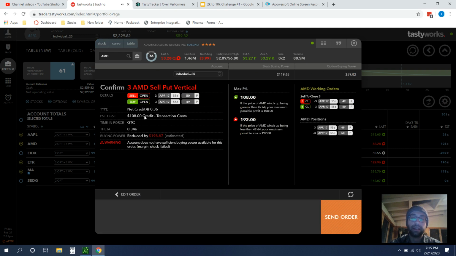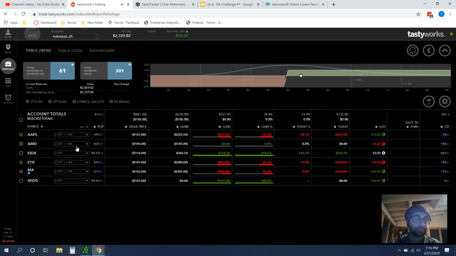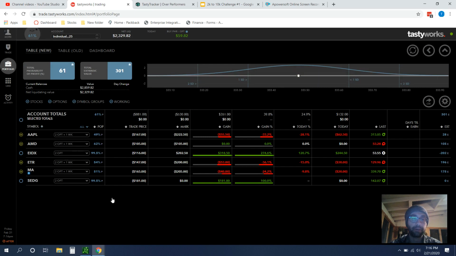So then I go to submit, and I can see I get $108 total premium received, and it costs me $198 collateral, and that includes any fees and commissions. So 192 is the actual difference from 108, but then the buying power reduction is the full amount. So anyway, you would hit send order there and have that working. I guess that's all I wanted to cover about AMD.